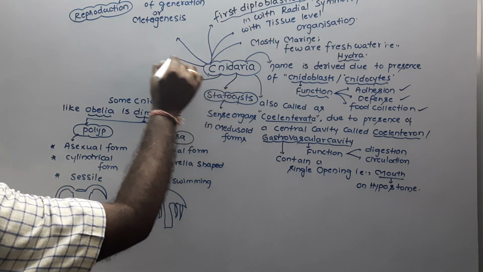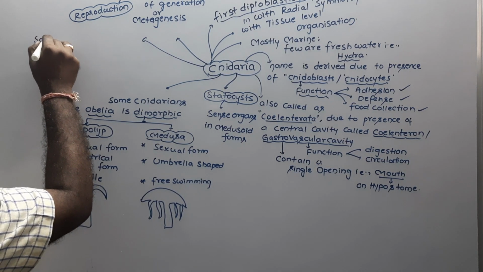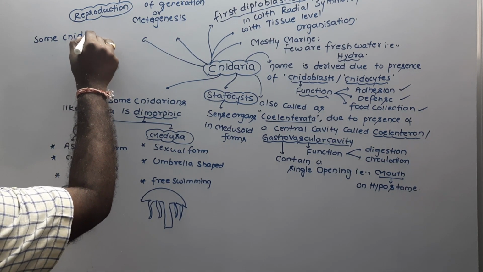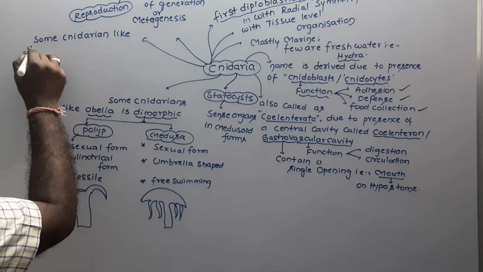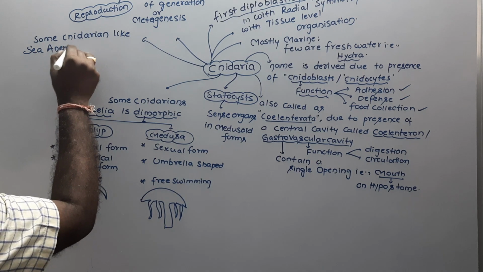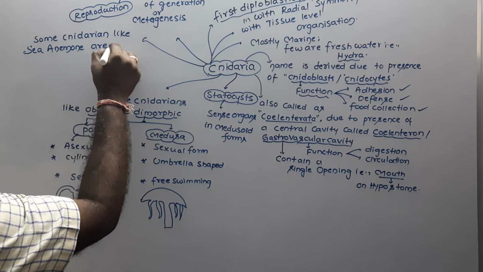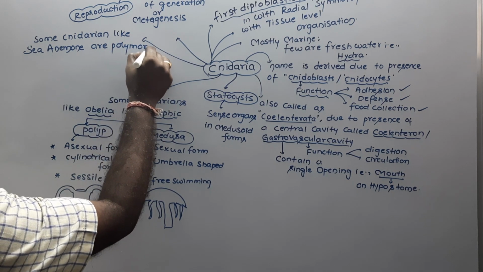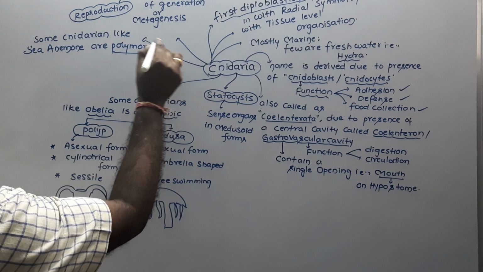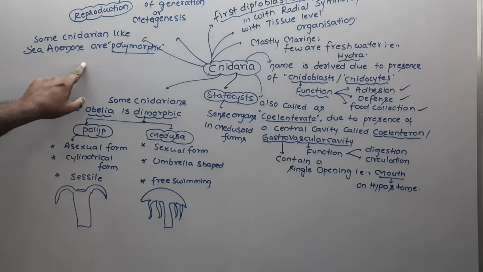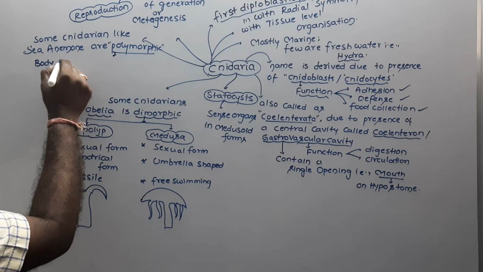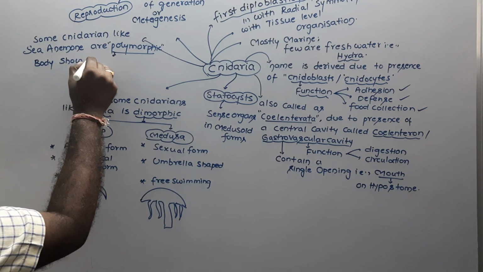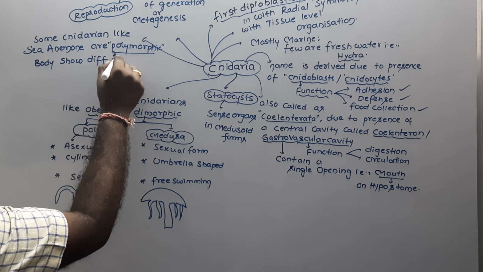And some of the cnidarians are said to be polymorphic. Some cnidarians, like sea anemones, are polymorphic. If anybody asks you, can you give an example for a polymorphic cnidarian? You have to say the answer as sea anemones. Why are they called polymorphic? Because their body shows different structures.